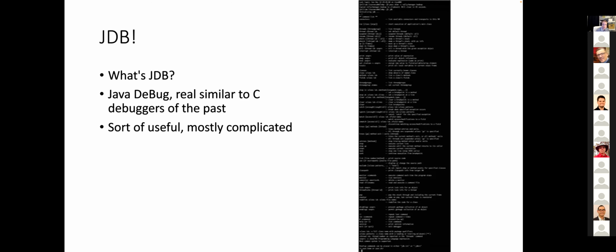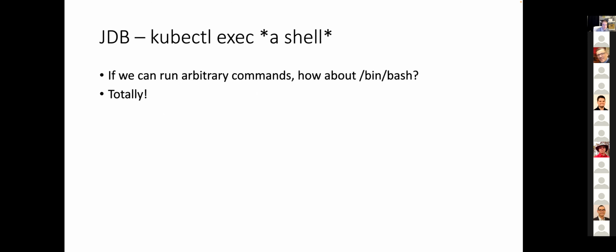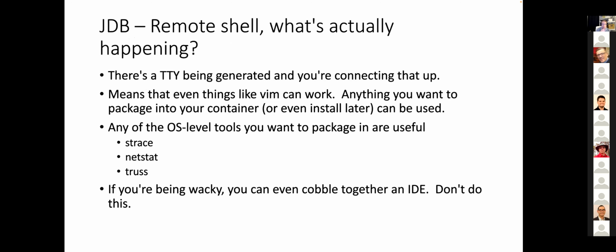But importantly, we have that -it, right? And so we've got that interactivity. Can I just make a shell? Can I just execute bin bash, instead of trying to run one command at a time, like that jcmd and ps and whatnot? Can I just get into my container and screw around in there? And the answer is totally. JDB is a great example of doing that. So let's look at what that does.